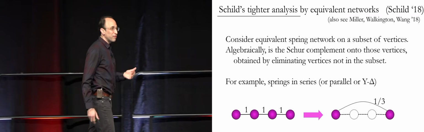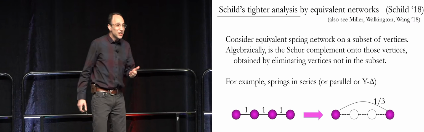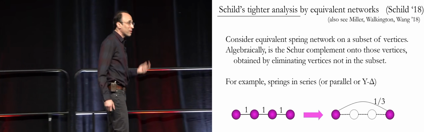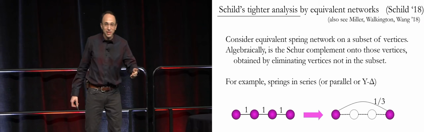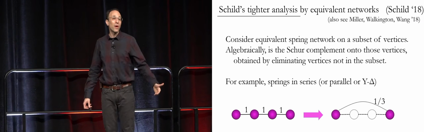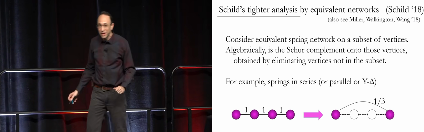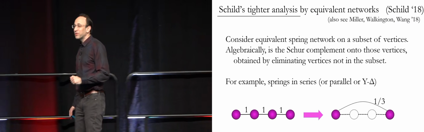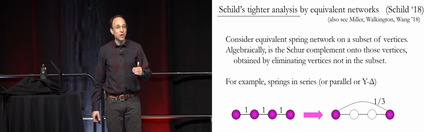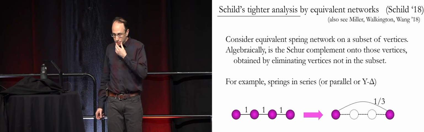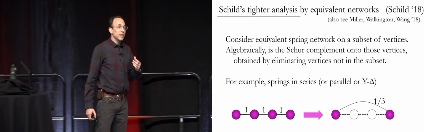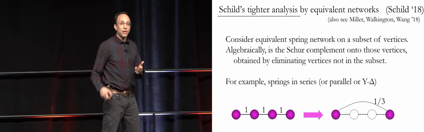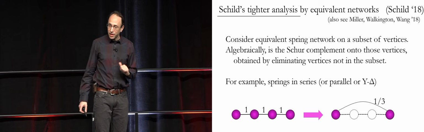Many of us learn about this in physics, about what springs do in series. You know, if you have a series of springs, you can treat it as one big spring between the endpoints with a much lower spring constant. Or you learn about springs in parallel. Or if you're really lucky, you learn the Y-delta transform. And that lets you eliminate everything. And it actually corresponds to Gaussian elimination in the Laplacian matrix. So Schild's theorem is going to interpret lambda 2 in terms of conductances, not necessarily in the original graph, but in terms of the effective graph on a subset of the vertices, or the equivalent network.